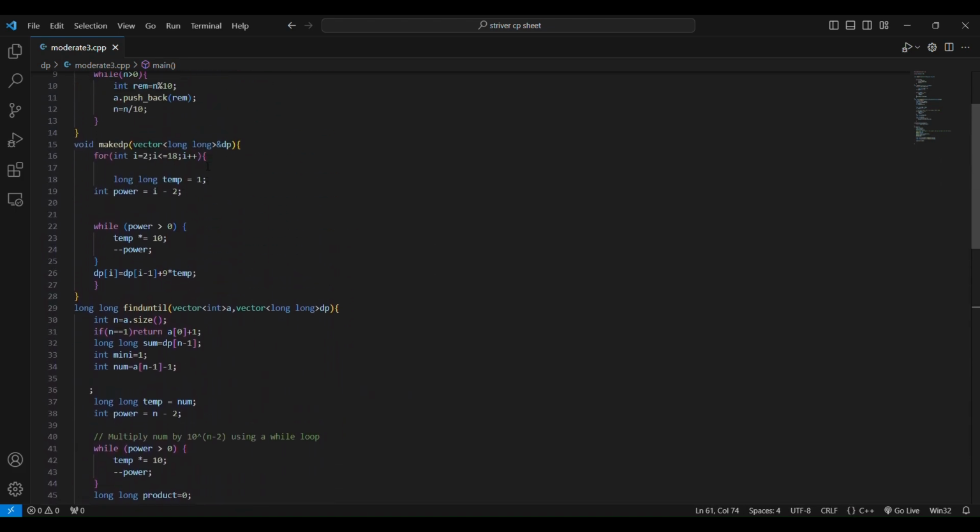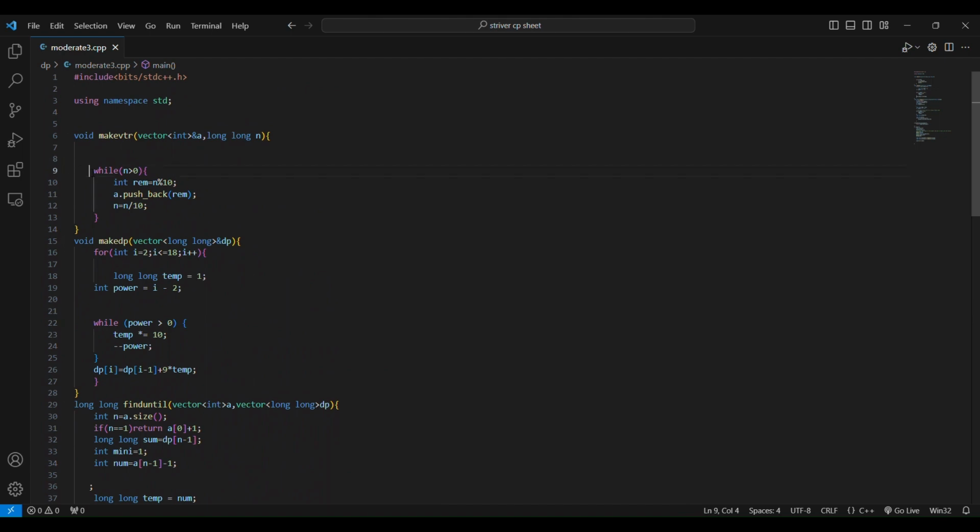This is how it works. It simply takes each digit from the number and pushes it back into the vector a. We do this so that later the calculations will come in handy and will also be easy for you to understand. You can also do this without using a vector.